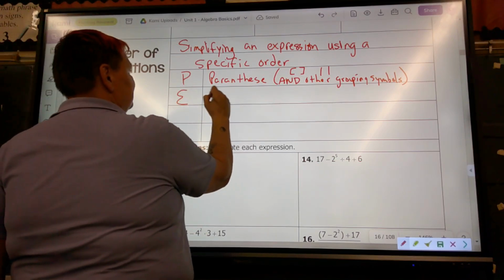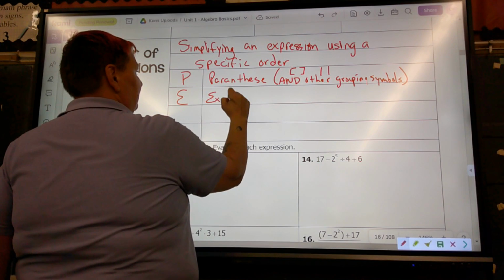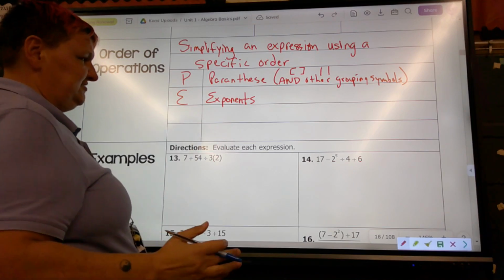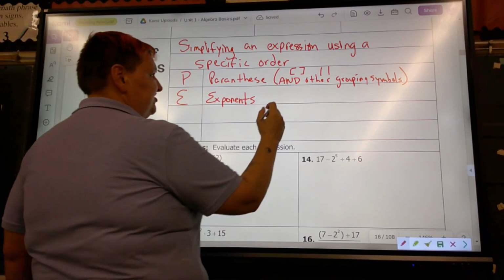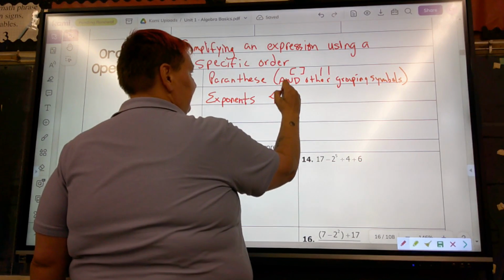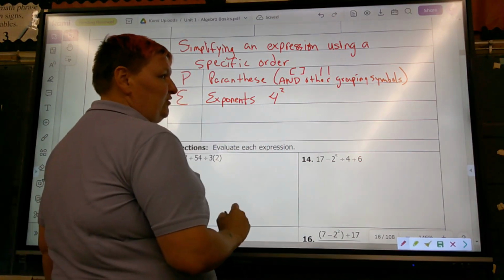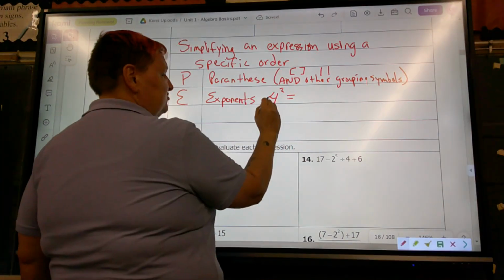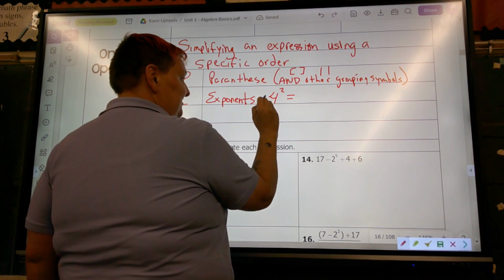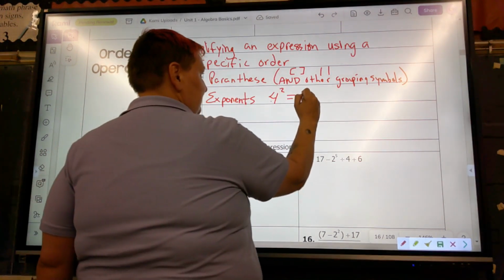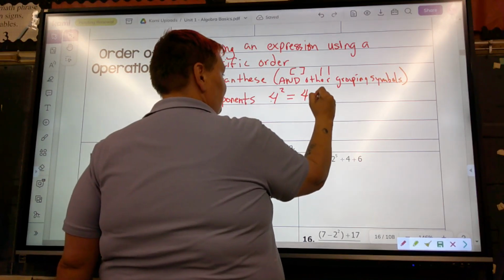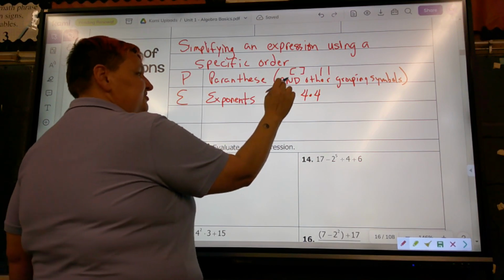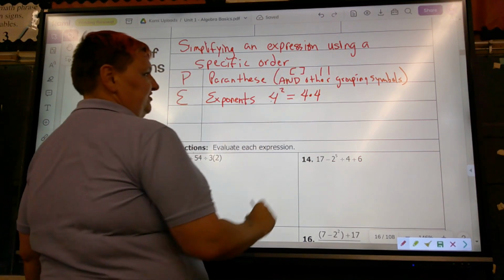Exponents is next. We should probably have a mini lesson just on exponents. But just for your knowledge, right? Suppose you had 4 squared. The 2 is the exponent, and the 4 is the base. It's telling you to multiply 4 by itself twice. 4 squared is just 4 times 4.